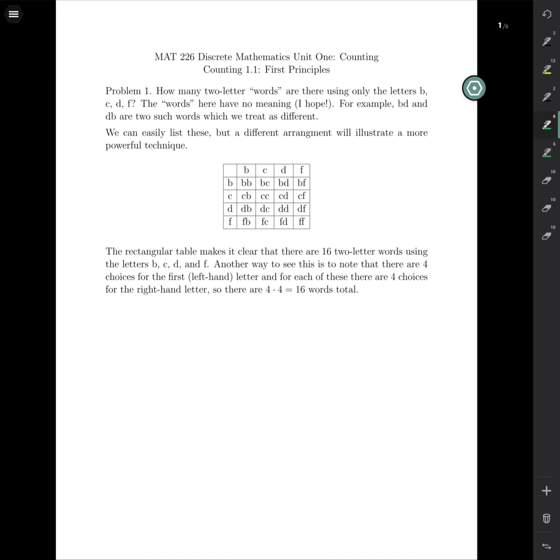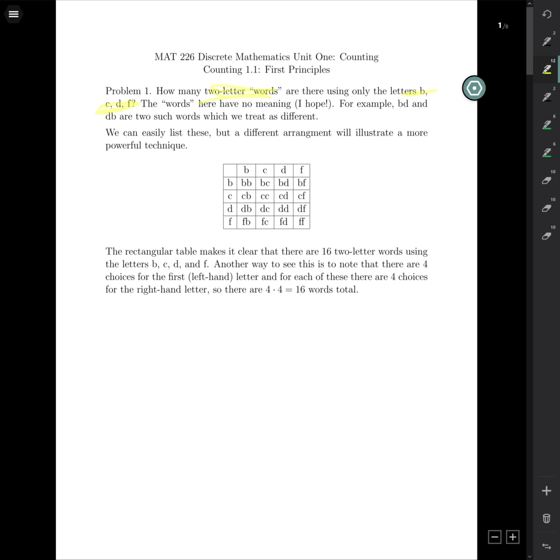Let's start our discussion of discrete mathematics with counting, because counting will make up so much of the course, and we'll start with an example that will illustrate one of the main principles. The problem is to count the number of two-letter words made up only of the letters B, C, D, and F. So we're looking at two-letter words using just B, C, D, and F.